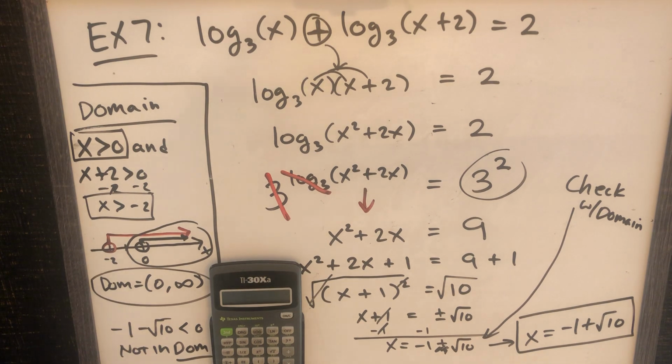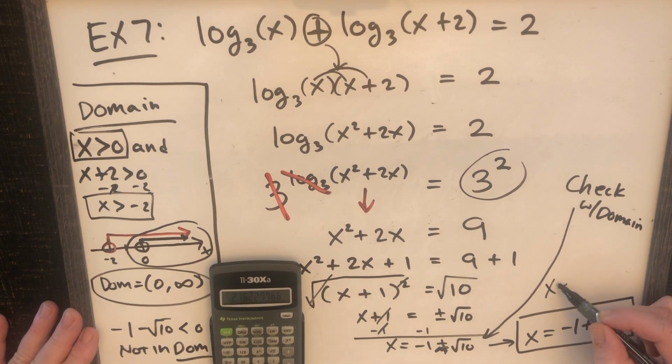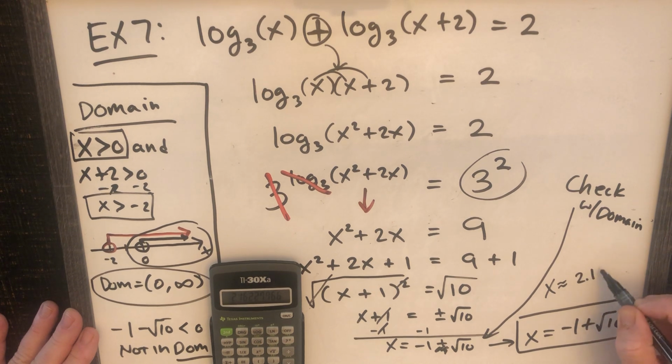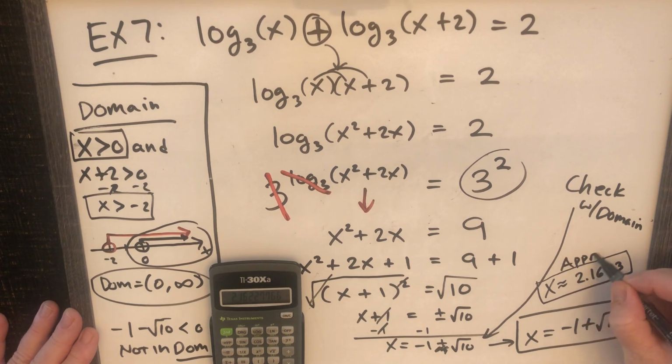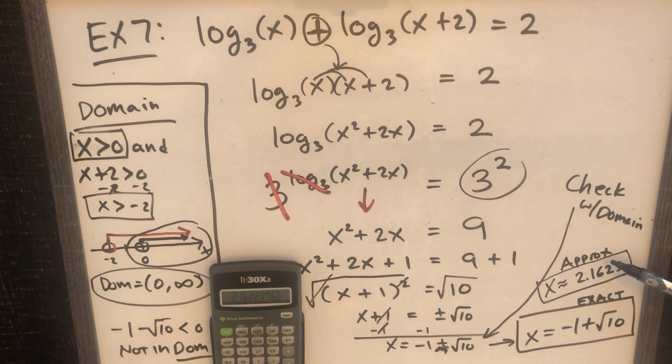With your calculator, I would do the square root of 10 first. Square root of 10 is 3.16, plus -1 gives us an approximate value of 2.1623. So it's good to have both, approximation and an exact.